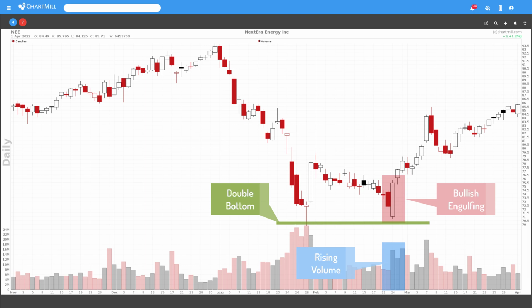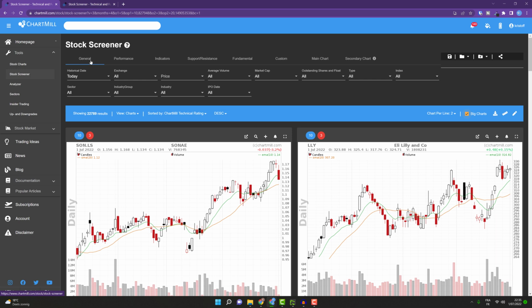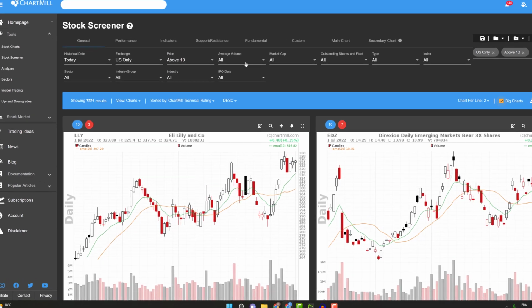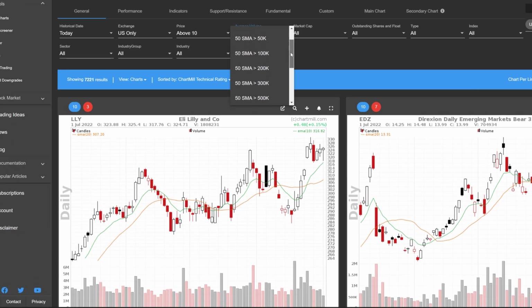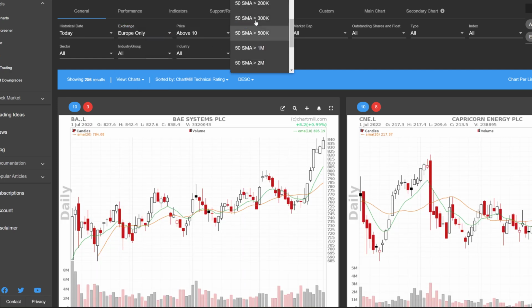not completely lost. The basic volume filter in ChartMill is set via the General tab in the stock screener. This allows you to define what the minimum volume should be for the stock you're looking for. The precise minimum average volume setting depends on the market. For the US, I usually use 300 to 500,000 as a lower limit, while for Europe it is more in the range of 100 to 300,000.